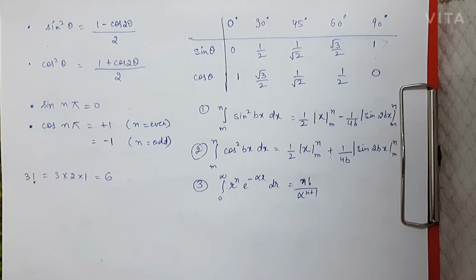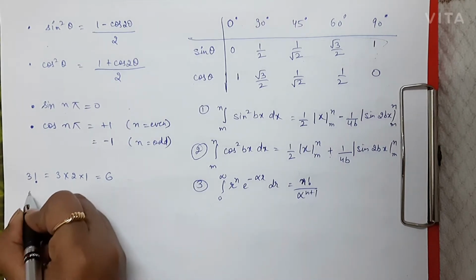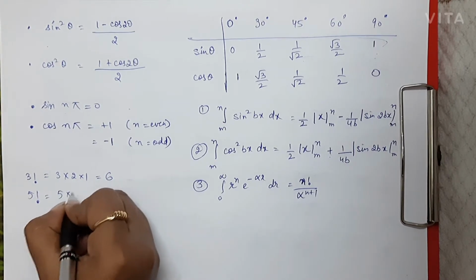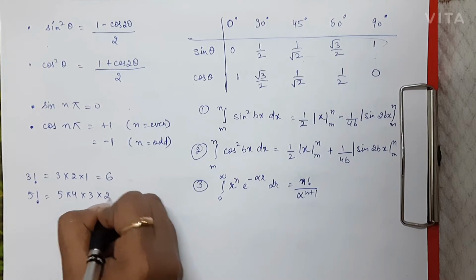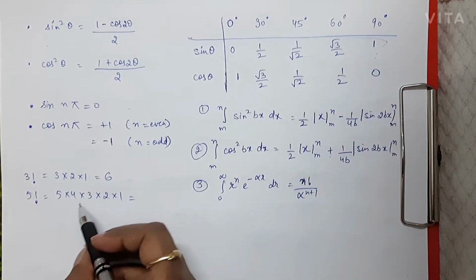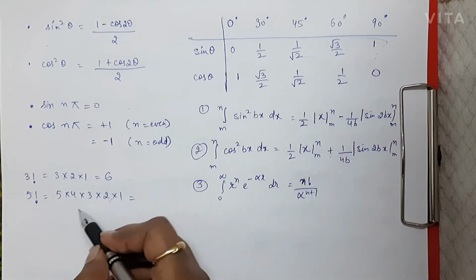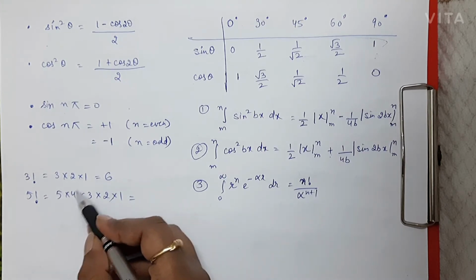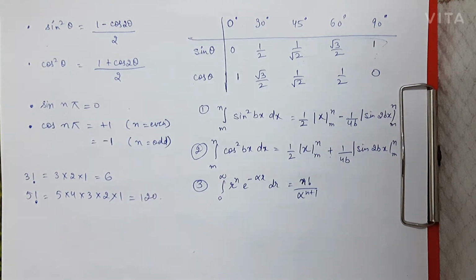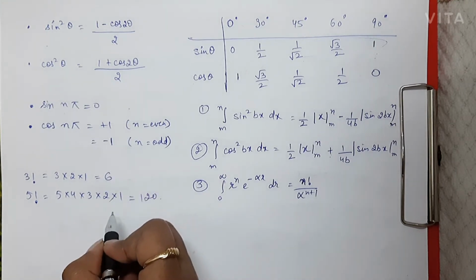We can write one more example, that is 5 factorial. So what will it be? 5 into 4 into 3 into 2 into 1. Just multiply them and you will get the answer. 5 into 2, 10, 4 into 3, 12, 120. So this way you solve factorial, right?